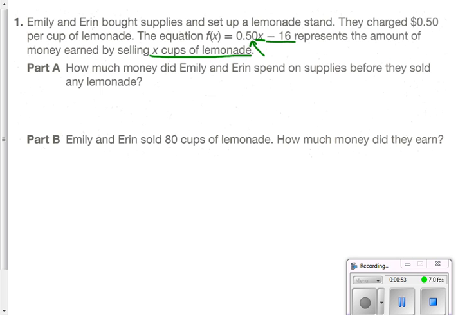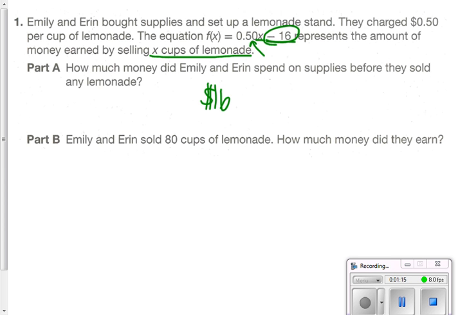How much money did Emily and Aaron spend on supplies before they sold any lemonade? Well, that would be your starting point. It says negative 16 is your starting point. That means that they lost or purchased $16 worth of supplies. So 16 bucks would be their purchase.